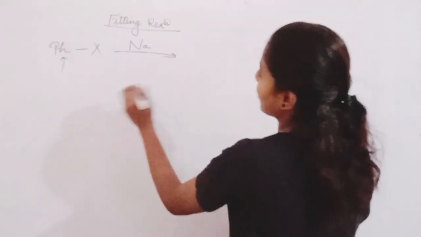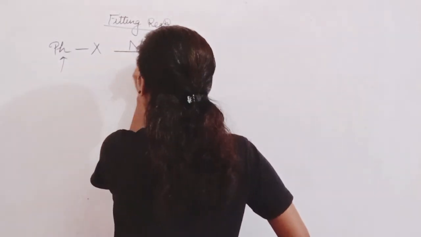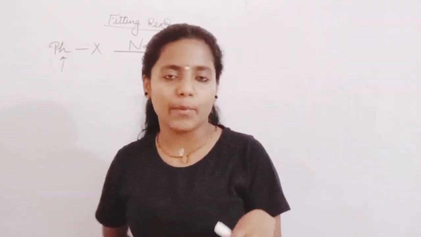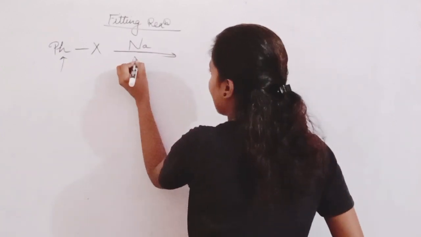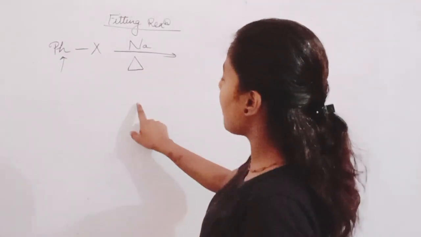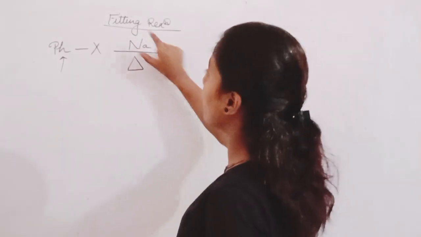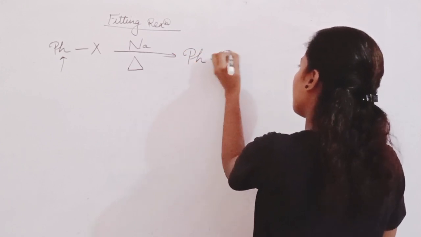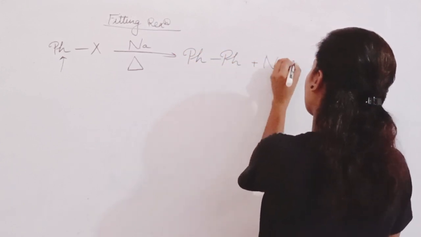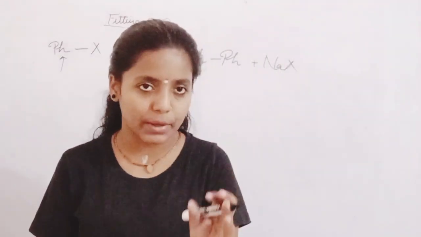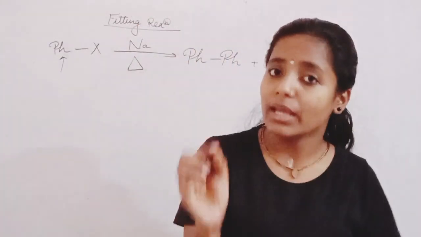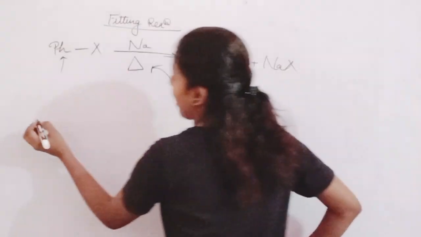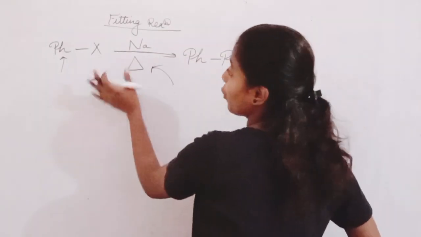Now the Fittig reaction says that this reaction will proceed, but one thing is missing over here. If you know the answer, you can write in the comment below. And yes, the missing thing is delta, which is heat. I'll be providing heat along with Na in this particular reaction, and we will get Ph bonded to Ph along with NaX. A similar reaction as the Wurtz reaction will happen, with a similar mechanism, but here I provided heat. Clear? It is a photocopy of the Wurtz reaction.